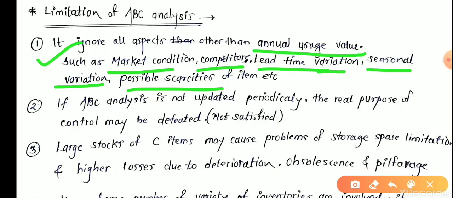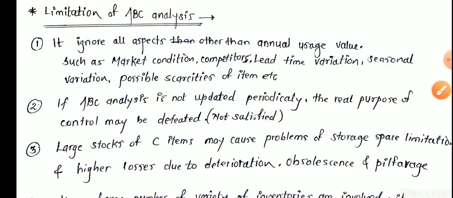It means what is the market demand? What is our requirement? According to the season in the construction industry, sometimes we need more cement, sometimes we need more steel material, and at the finishing stage we need more painting material as compared to other materials. Hence, seasonal variation is not considered here. Similarly, lead time and ordering cost, we can't consider in the calculation or numerical part of this ABC analysis. This is one of the limitations.